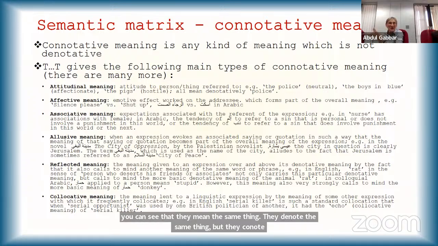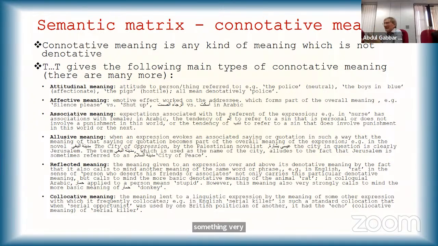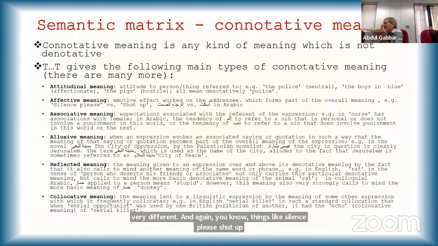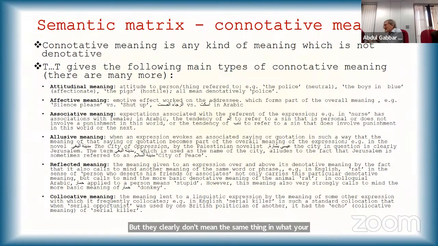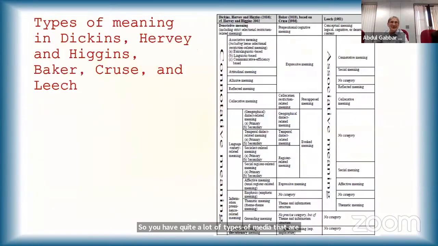And again, you know, things like silence, please, shut up, if you like, in some Arabic dialects. They clearly basically mean the same thing, in terms of what you want the person to do, but they clearly don't mean the same thing in what your attitude is. You know, the one is quite polite, the second is not very polite, and the third might be quite rude. So you have quite a lot of types of meaning that are recognized in Harvey and Higgins, and I say a lot more that you can recognize.